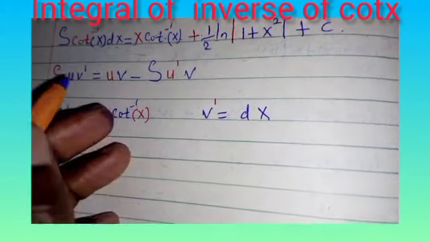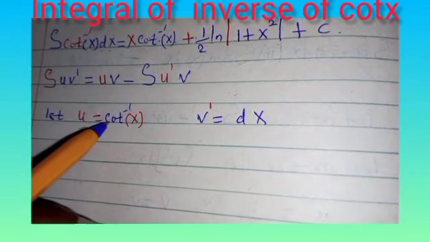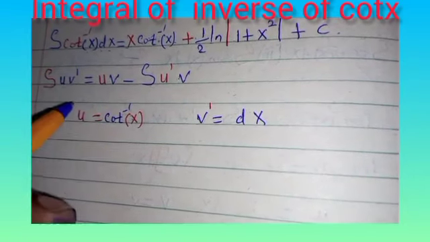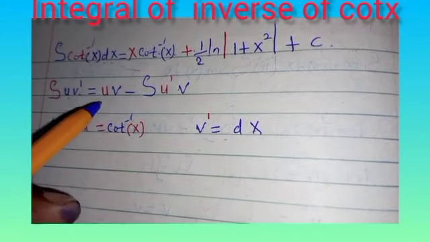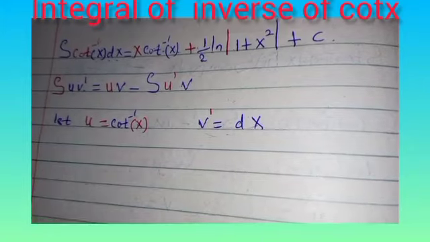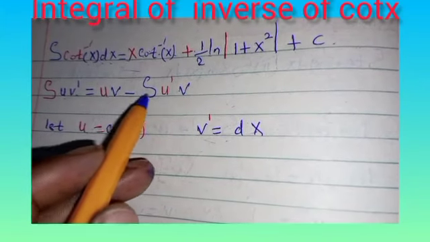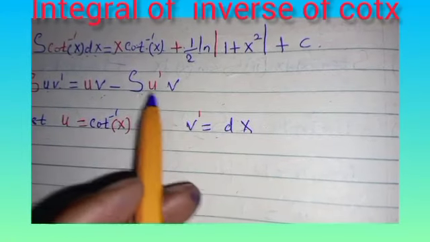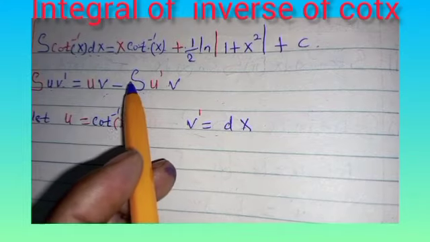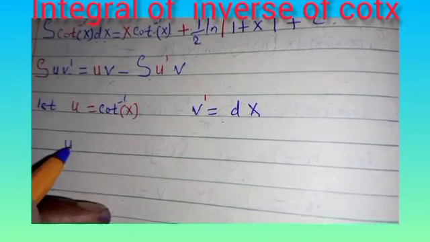So we are going to use integration by parts, which tells us we are letting our u be cot inverse of x, and we are letting our v prime be dx. The integral of u v prime is equal to u multiplied by v minus the integral of u prime v. So here our business is to get u prime.